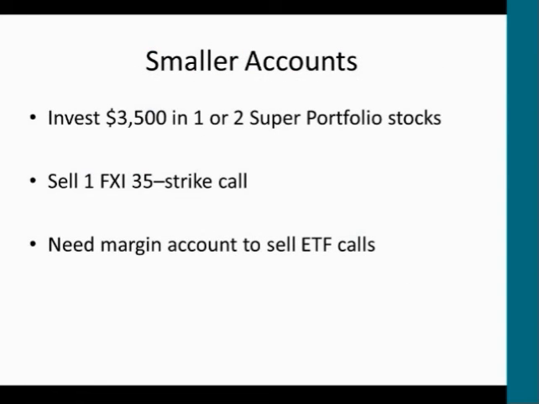Now, with smaller accounts, with the super portfolio, let's say you were going to sell one of the China ETF 35 strike calls, you would invest a roughly equivalent amount in stock. So selling the 35 strike call, you'd purchase about $3,500 in stock. And you could divide that up between 1 or 2 or even 3 of the super portfolio stocks, because this is not a covered call, so you can vary the amount of stock you own. And just keep in mind, you need a margin account to sell these naked ETF calls.